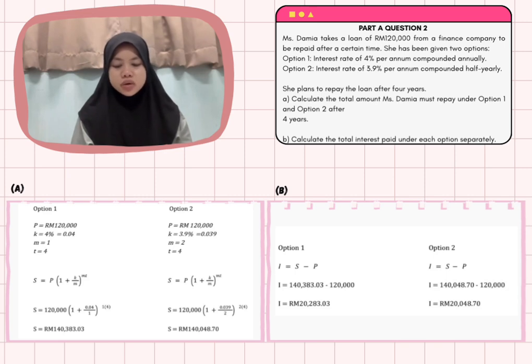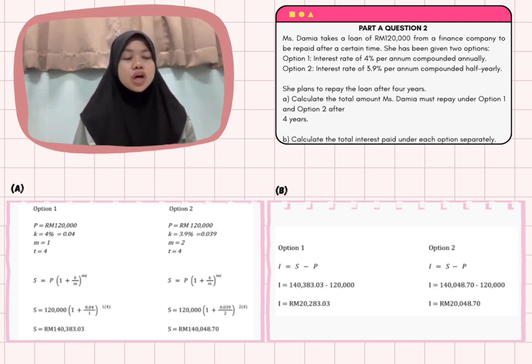Miss Damia takes a loan of RM120,000 from a finance company to be repaid after a certain time. She has been given 2 options. Option 1, interest rate of 4% per annum compounded annually. Option 2, interest rate of 3.9% per annum compounded half yearly. She plans to repay the loan after 4 years. Question A, calculate the total amount Miss Damia must repay under option 1 and option 2 after 4 years.